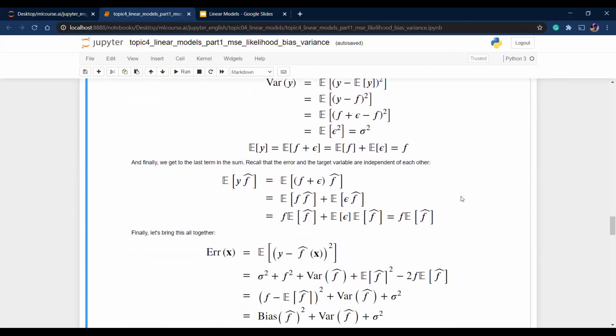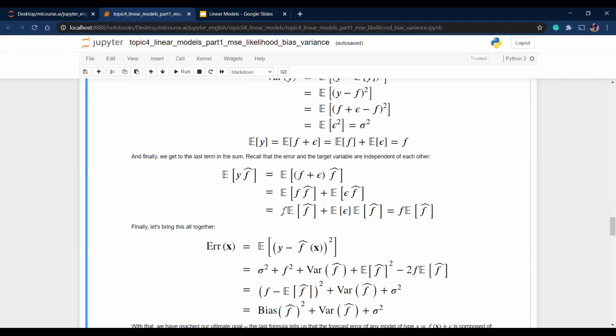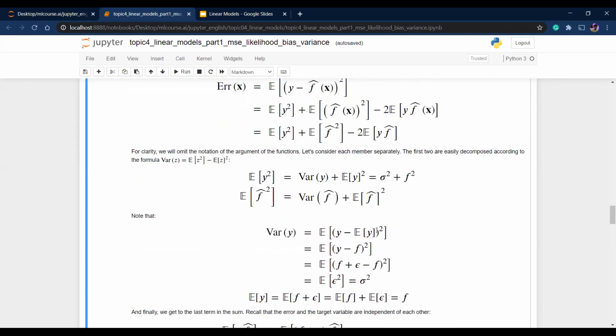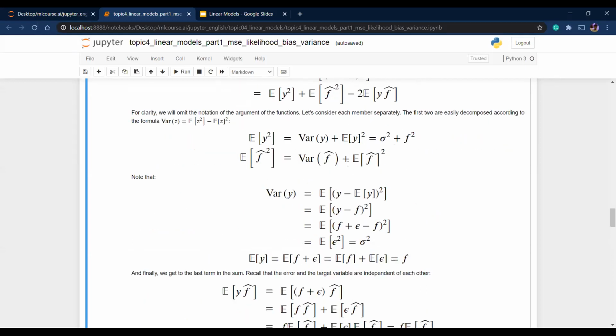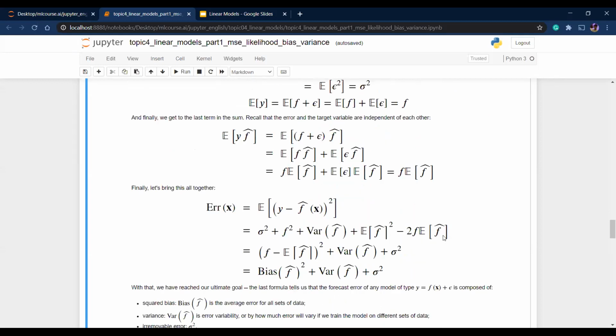There's a note here. Now coming to the last term, the expectation of y times f hat. If we simplify this, you get this. You can go through the steps, it's really intuitive. And if you bring it all together, the steps, this one, and this one, you get this. And if you just rearrange the terms, you get three terms.